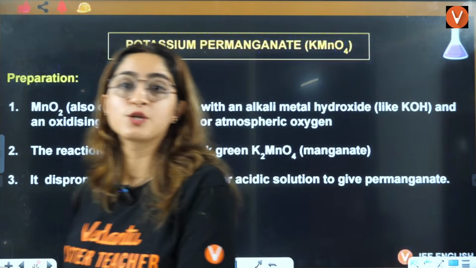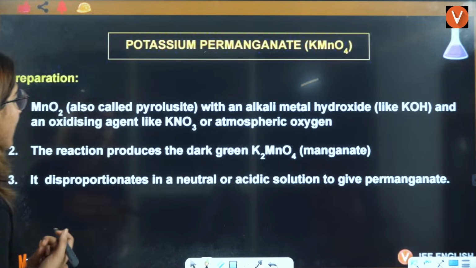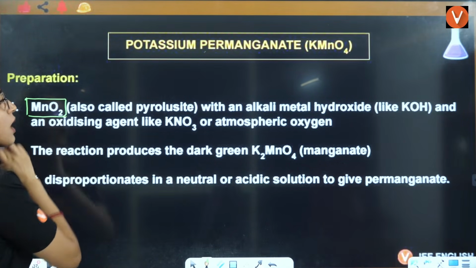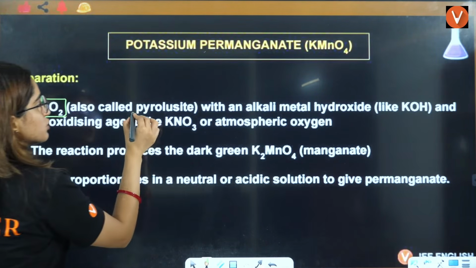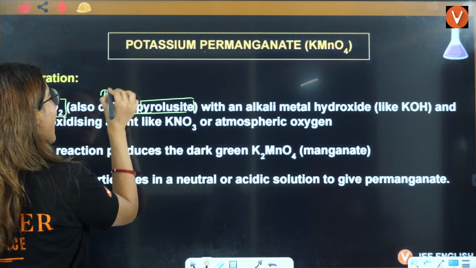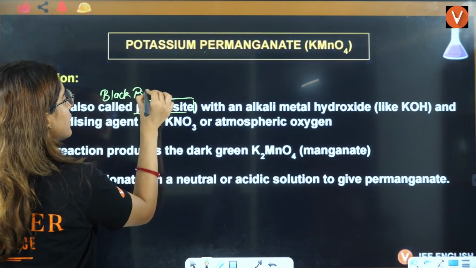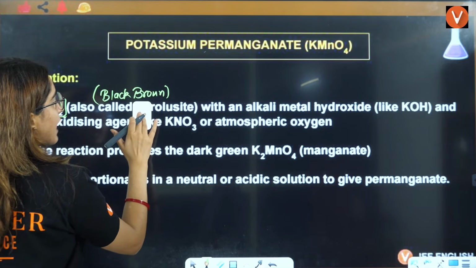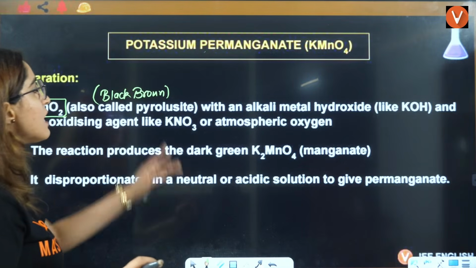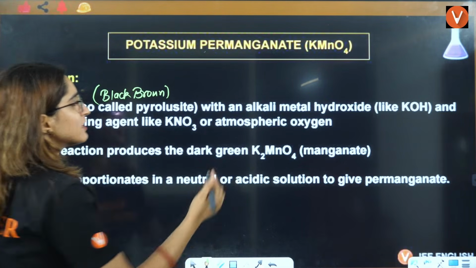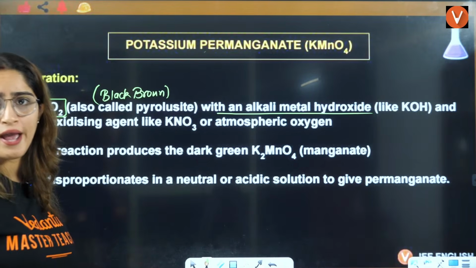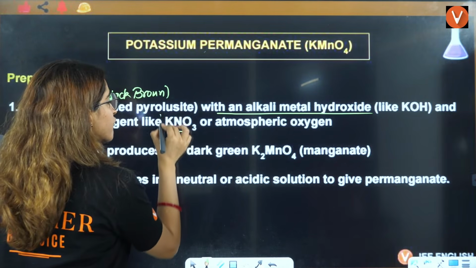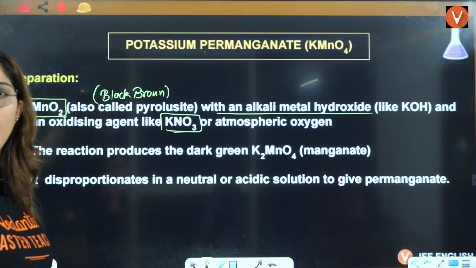Potassium permanganate, its preparation. If you see the preparation of potassium permanganate, it is prepared from an ore that is pyrolusite ore, which is actually black brown in color. Its initial stage is MnO₂, that is pyrolusite ore, with an alkali metal hydroxide that can be KOH or NaOH, and an oxidizing agent, like KNO₃, or you can use atmospheric oxygen.